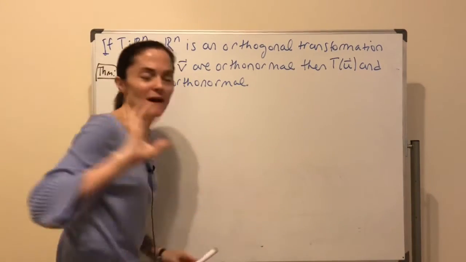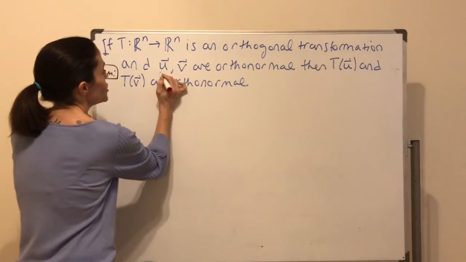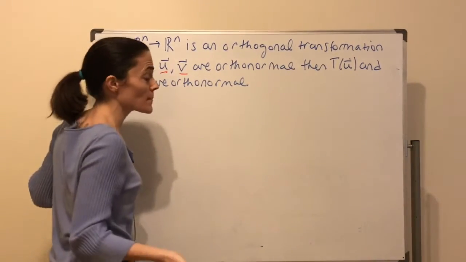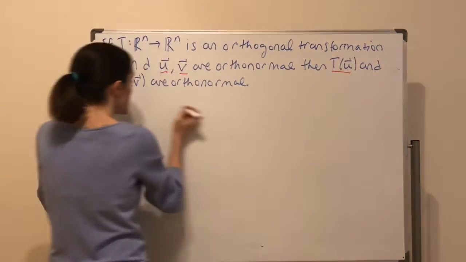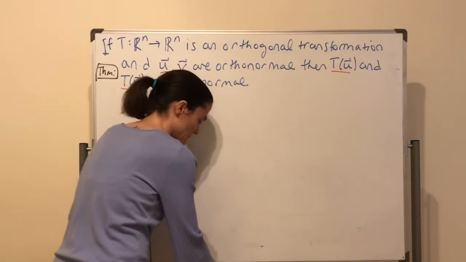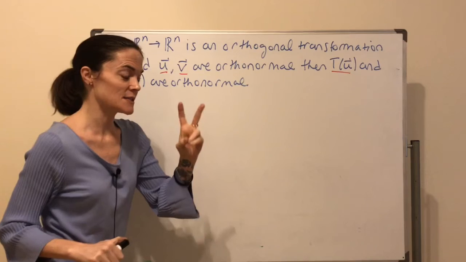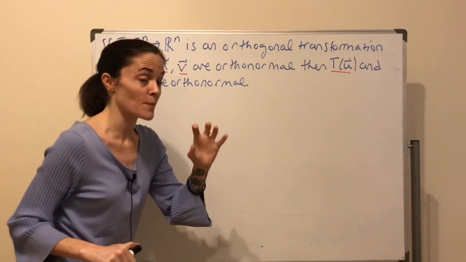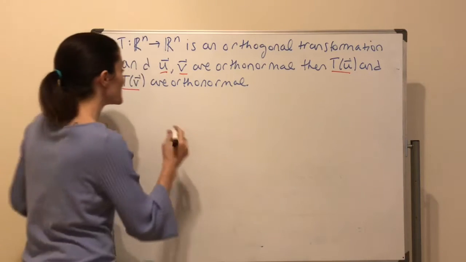If T is an orthogonal transformation and U, V are orthonormal, then T of U and T of V are orthonormal. Well, let's think about this for a second. There's two things to being orthonormal. These two vectors are orthonormal provided they're both unit, and then their dot product needs to be 0.